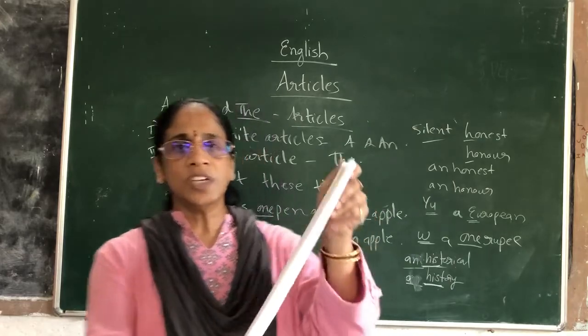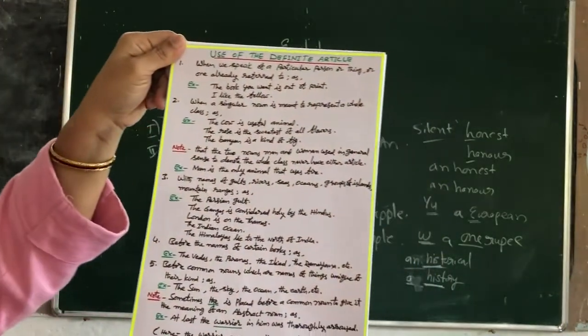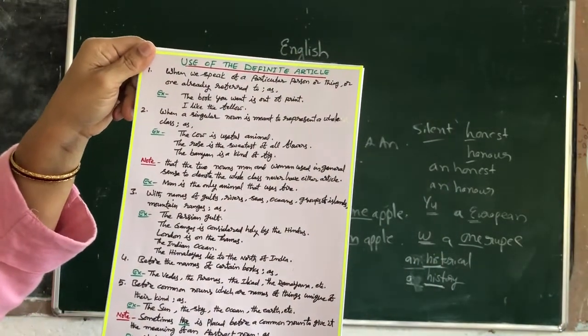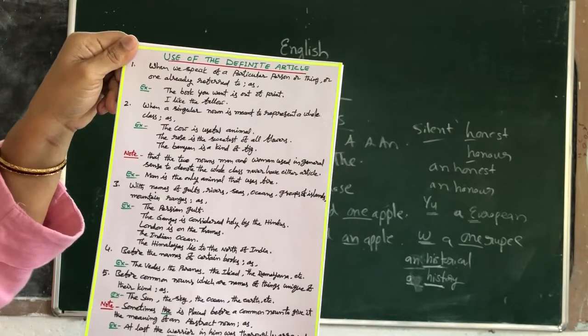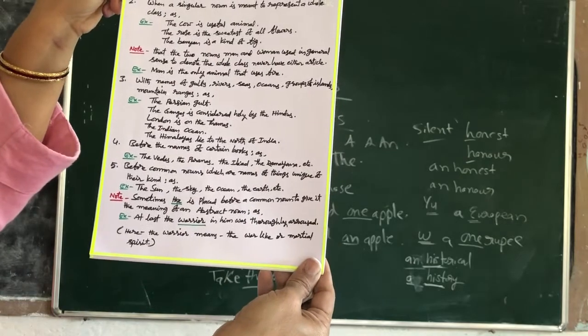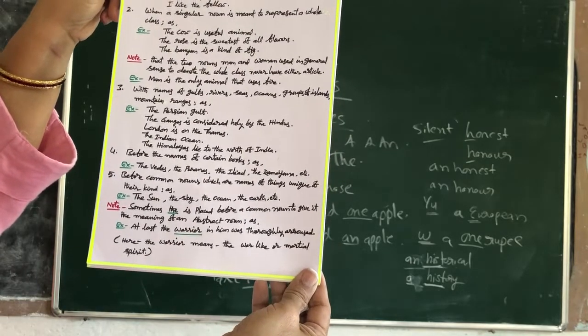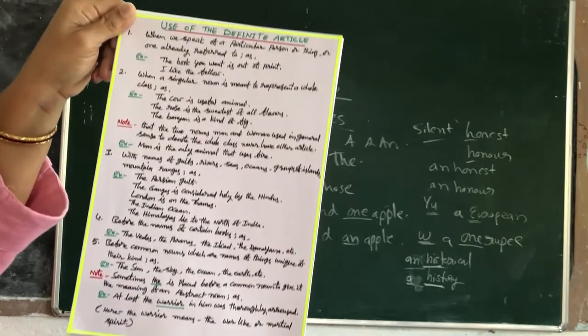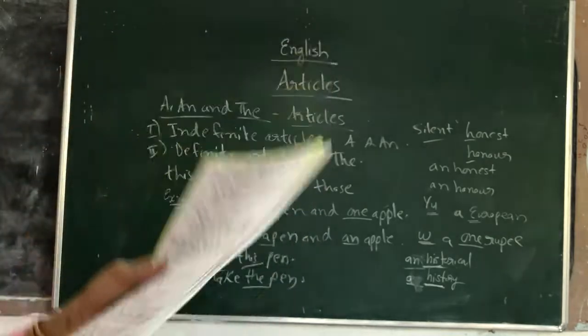Okay children, see here. You can copy down if you want. I can't say if you want, but it is better to copy down. These are very important things. Whenever you are using an article, you should know where to use it and where not to use it. Okay children, now we will continue with the next rules.